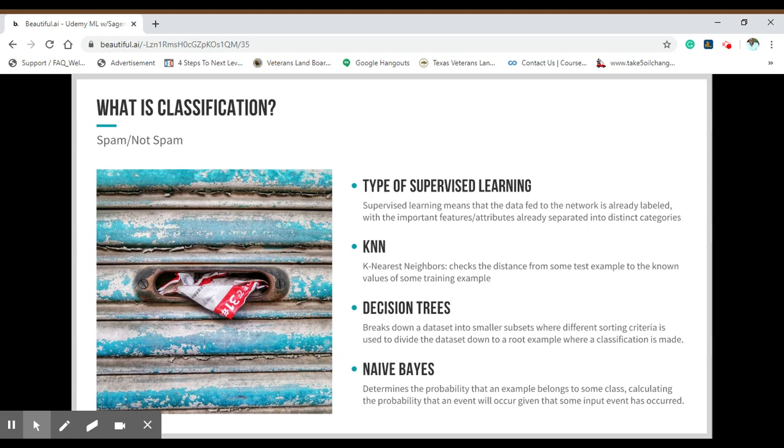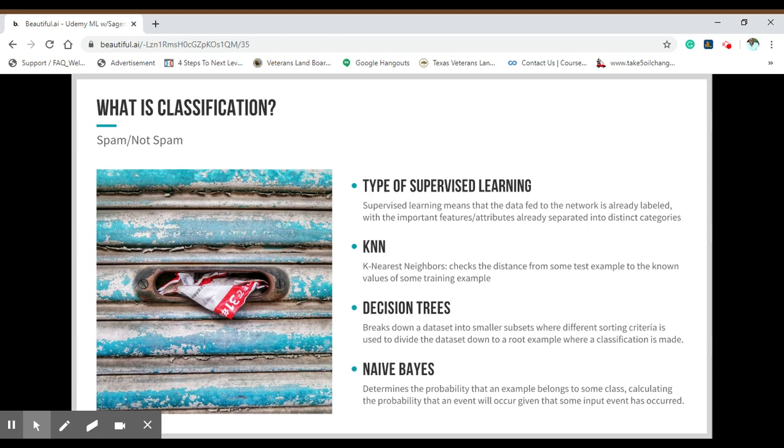Another way of looking at this is you can use k nearest neighbors. That's another model that's used frequently in classification. Basically, it checks the distance from some test example to the known values of some training example. So again, that's another type of supervised learning.